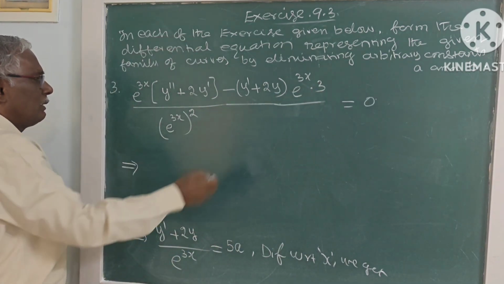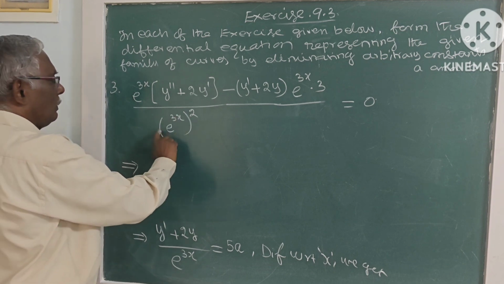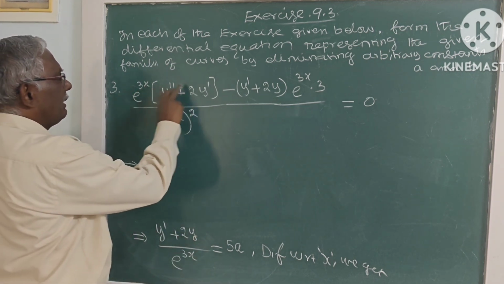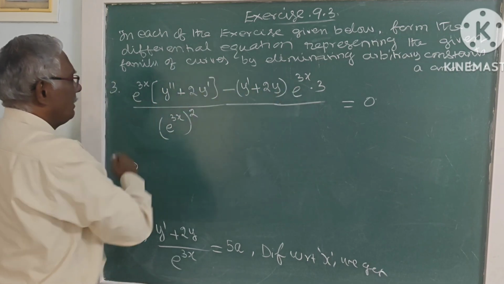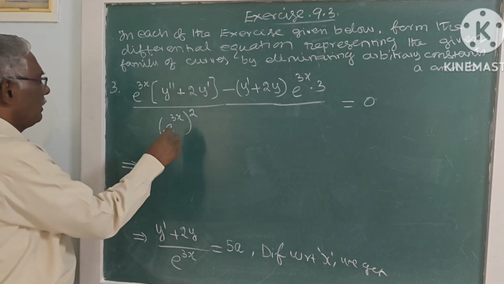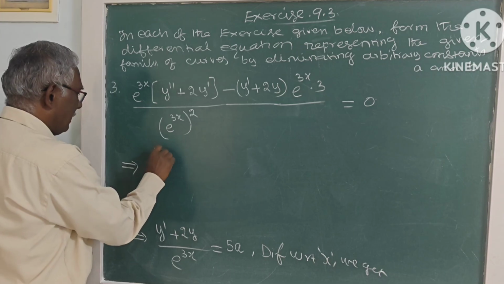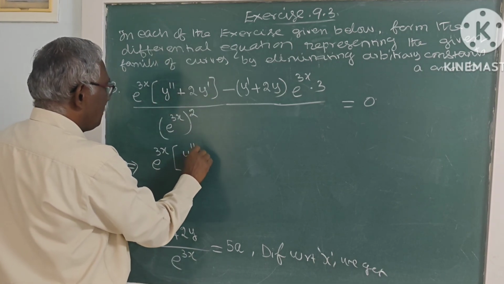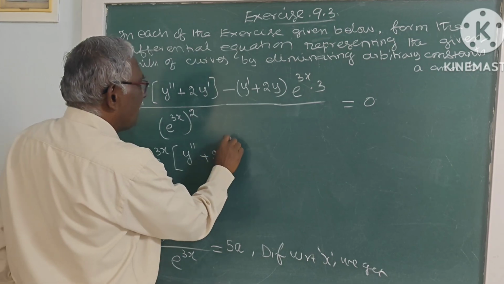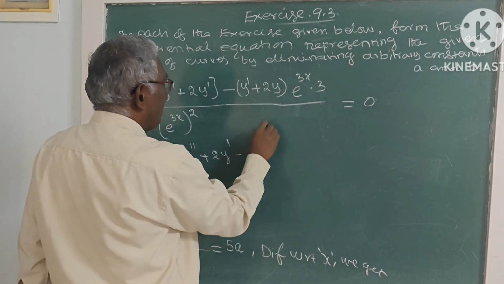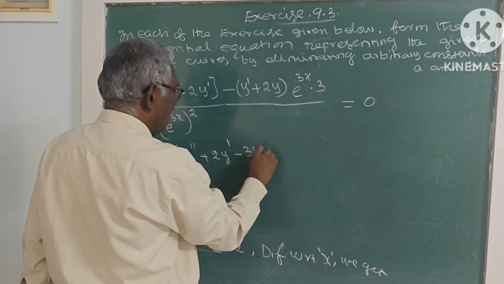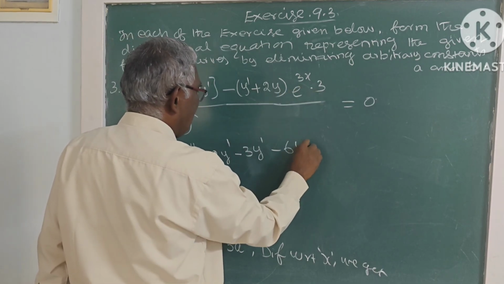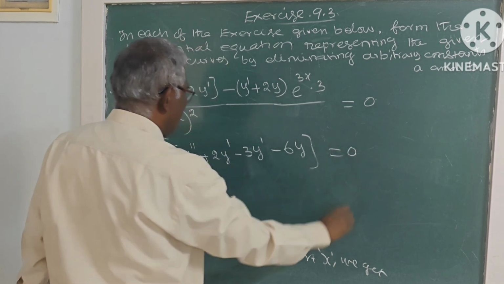If we differentiate the right hand side, 0. Now take e power 3x commonly outside the numerator, we get y double dash plus 2y dash minus 3y dash minus 6y is equal to 0.